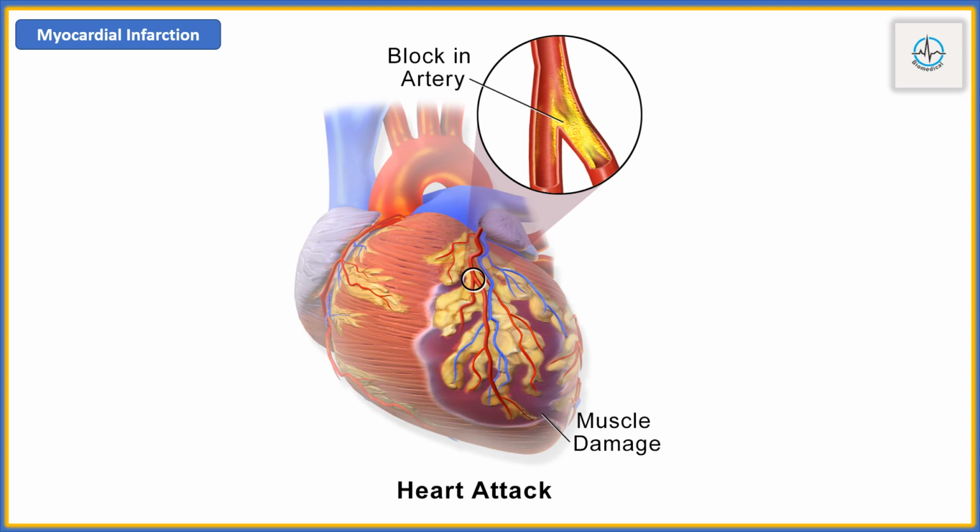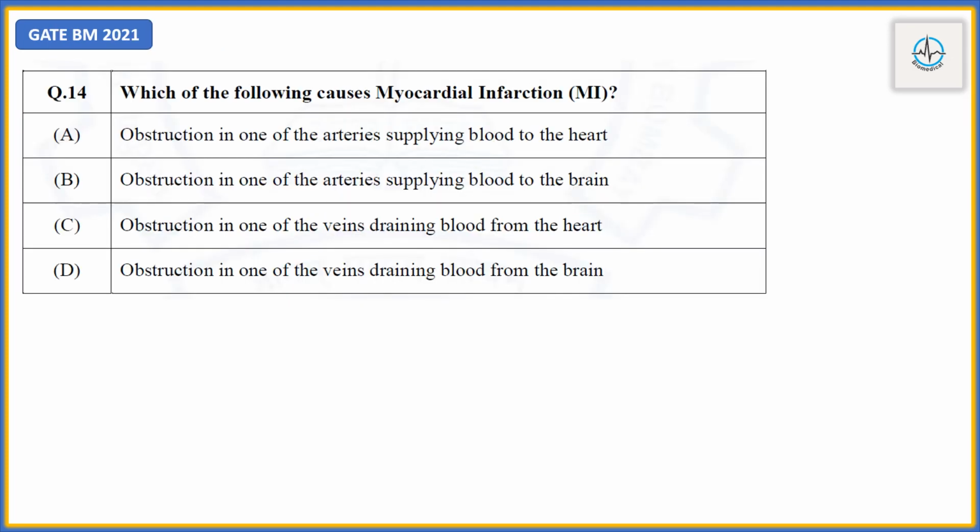In case of myocardial infarctions, whenever a block occurs in an artery, it is difficult for the artery to find an alternative pathway to let the blood flow. But in case veins are damaged or there is a block in a vein, it is easy for the vein to give a different pathway for the blood to flow. So whenever there is a block in an artery, myocardial infarction occurs. So in option A, obstruction in one of the arteries supplying blood to the heart is the correct answer.